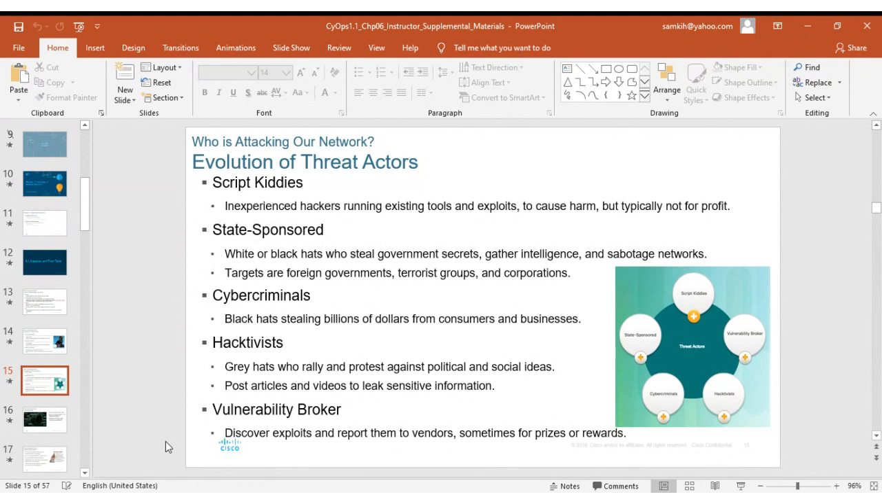Then vulnerability brokers. They discover exploits and report them to vendors, sometimes for a prize or reward. So we have guys who do that. They are called vulnerability brokers.